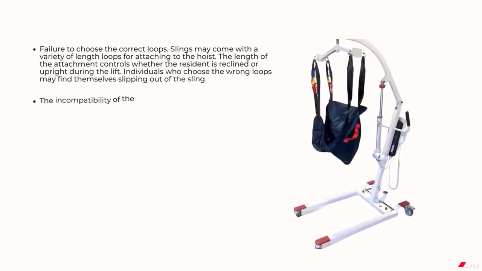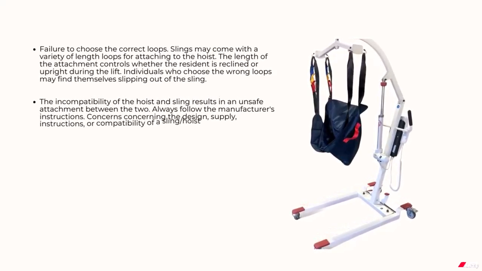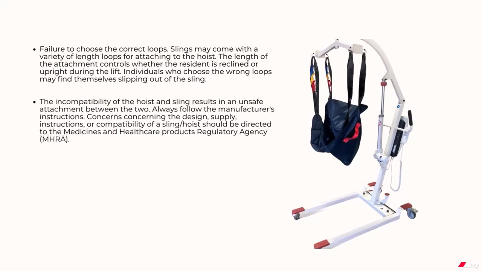Failure to choose the correct loops. Slings may come with a variety of length loops for attaching to the hoist. The length of the attachment controls whether the resident is reclined or upright during the lift. Individuals who choose the wrong loops may find themselves slipping out of the sling.